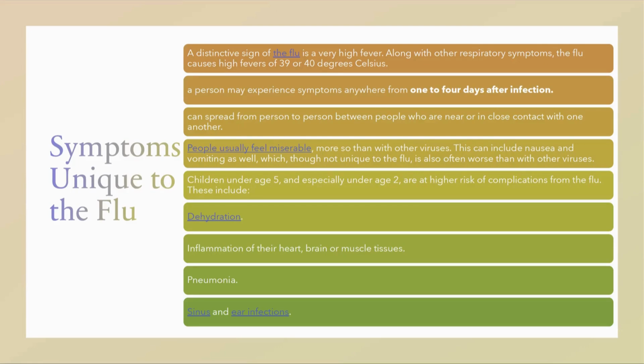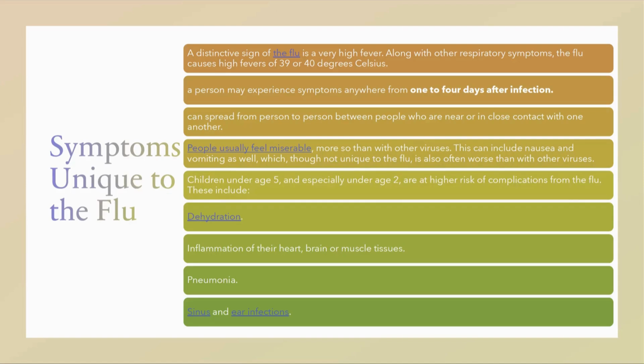And as I said, the reason why I wanted to show you RSV, flu, and COVID together is that they are very similar. The period of incubation is roughly similar. The period of communicability is also just as long or very similar between the three as well. So with this organism, we're saying 1 to 4 days after infection is when you're going to start showing symptoms. They can spread from person to person between people who are near or in close contact with one another. And people usually feel miserable.